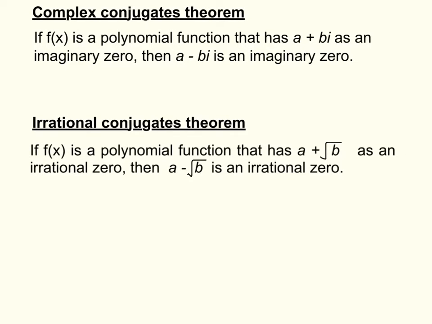We have a couple more theorems that are going to help us analyze the types of roots that equations will have or zeros that functions will have. And these both deal with conjugates. So you can pause the video and make sure you write these down. The first is the complex conjugates theorem, which basically says if a polynomial function has a plus bi as a 0, then it will have a minus bi as a 0. So if you have one of those imaginary numbers, that complex number with an imaginary part, you must have the conjugate.